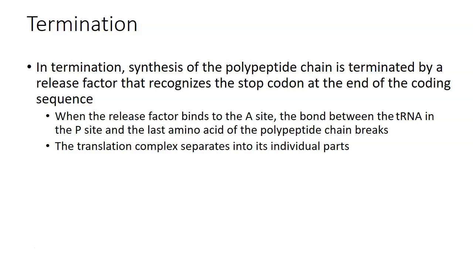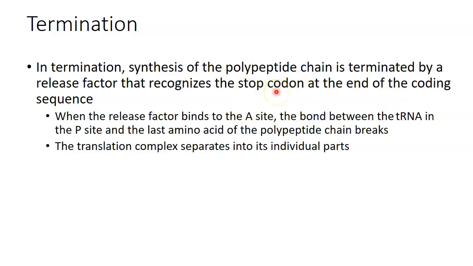Okay, so protein synthesis is terminated. How exactly does that happen? There is going to be a stop codon. There's 3 different kinds of stop codons. One of them will appear in the mRNA sequence, at the end of the coding region.